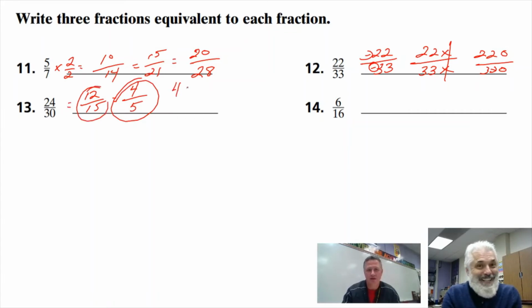And just to get a third one, I'm just going to do 4x over 5x. And 6/16 simplifies to 3/8. I could do 30/80ths, or I could do 30x over 80x.